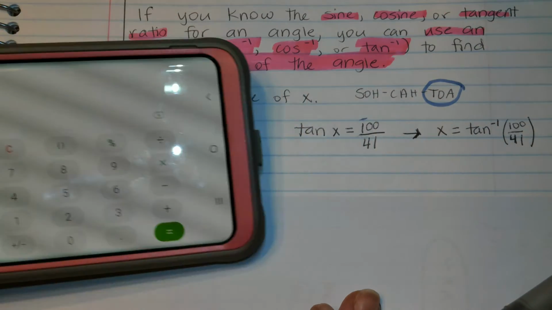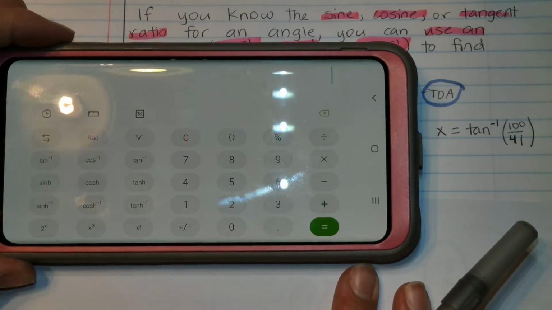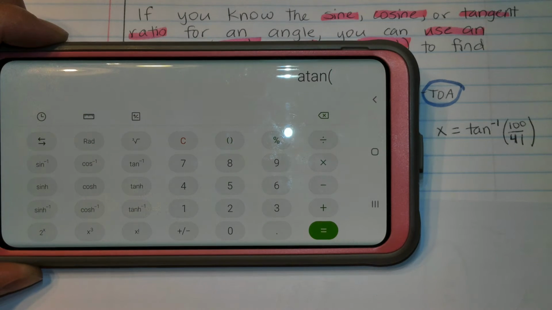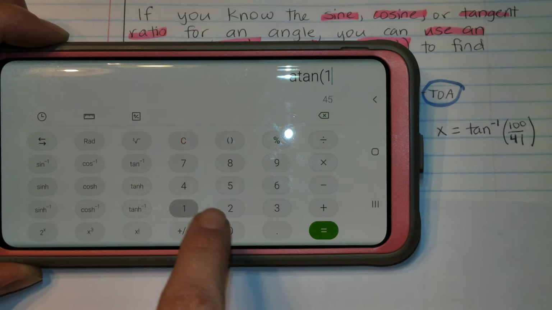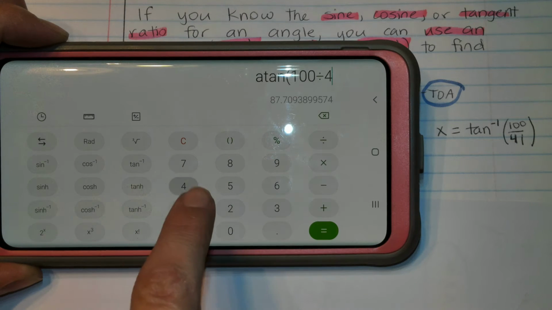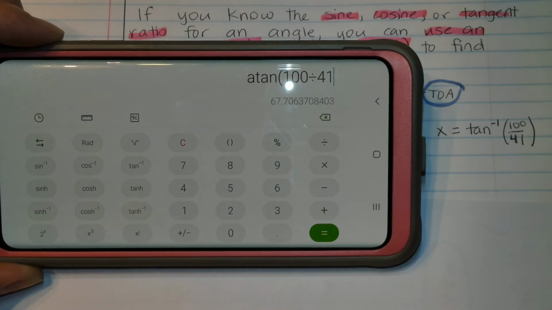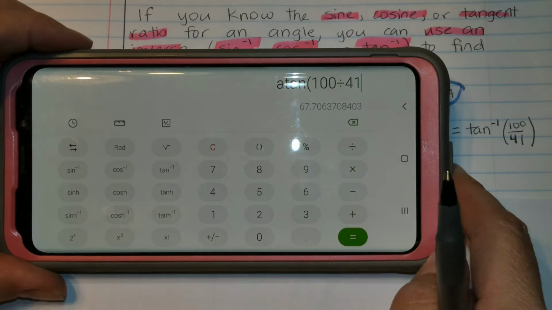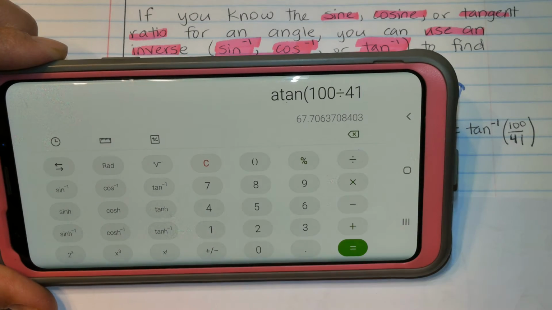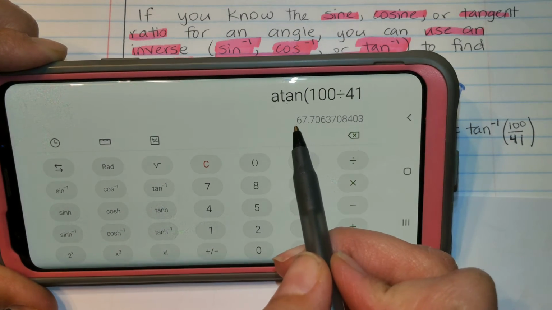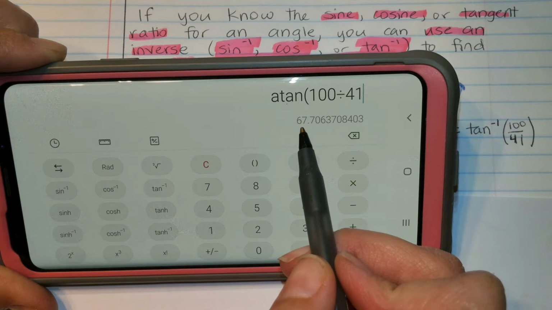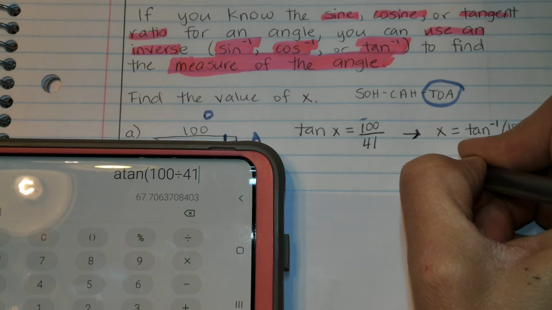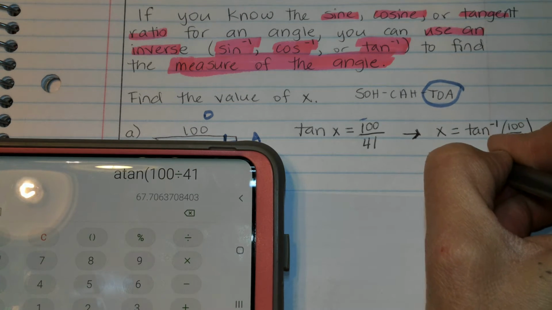So anyways, to solve it, this is all I have to do. I just have to do my tan to the -1 button and then 100 over 41. And then I get that. I am pretty sure in MathXL it tells us to round to the nearest degree. So round to the nearest whole number. So instead of 67.7, I want to round up to 68. And I would say x is approximately equal to 68 degrees.